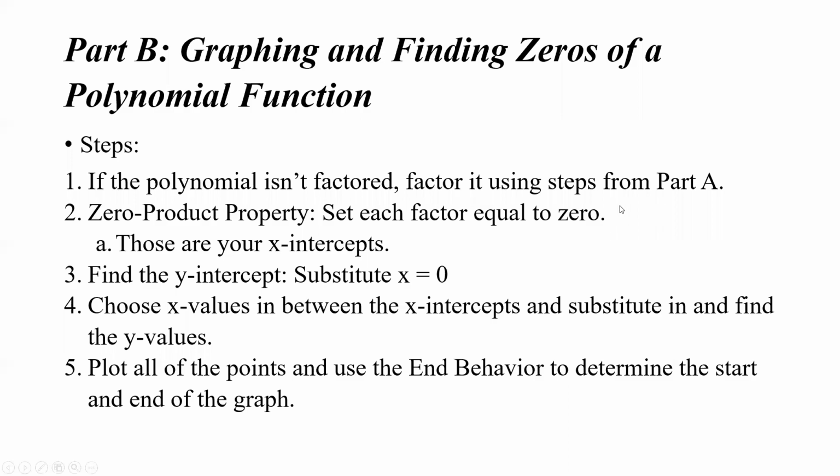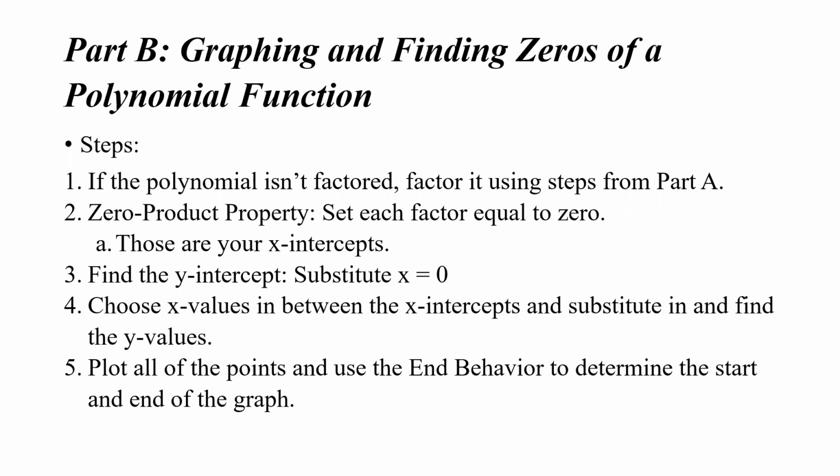Part B. So graphing and finding zeros of a polynomial function. These are the steps that we follow. If the polynomial isn't factored, we're going to factor it using steps from Part A. Two, we're going to use what's called the zero product property, and it's just stating that when something's set equal to 0, we can use inverse operations and solve for that unknown. But we're going to do that to set each factor equal to 0.